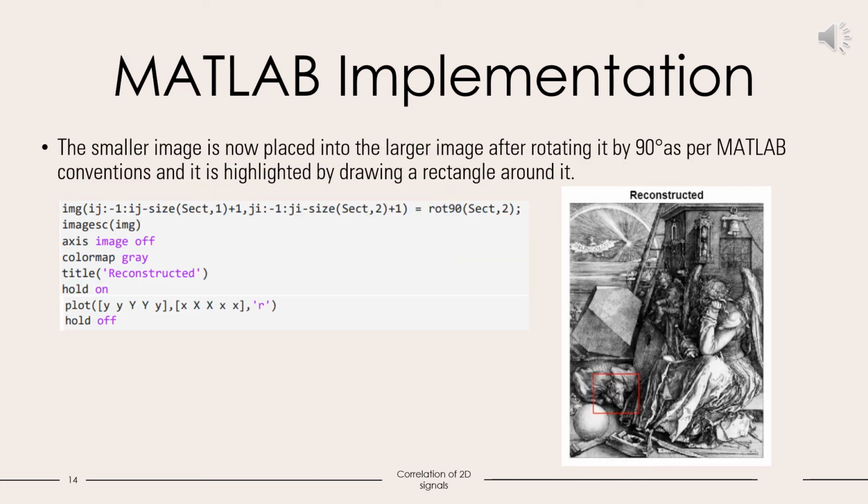After plotting the graph of the correlation of the two images, now we have to reconstruct the original image from the two images which we have correlated. The smaller image is now placed into the larger image after rotating it by 90 degrees as per the MATLAB conventions. After which, the smaller cross section of the image is highlighted by drawing a red rectangle around it, as we can see in the image given below.